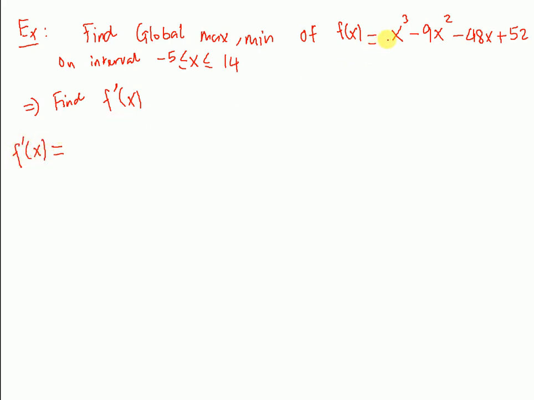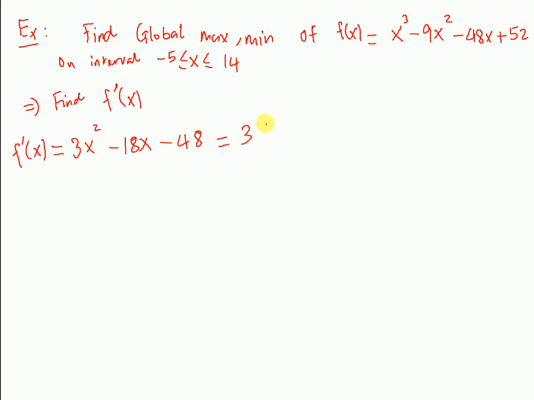Now, using the power rule is easy. Bring down the 3, subtract 1 from that, bring down the 2, minus 2 times 9, 18. Subtract 1 from that, and then bring down the 1, which gives you only 48. The constant becomes 0. Now, after you find f prime, we can factor out the common factor 3.